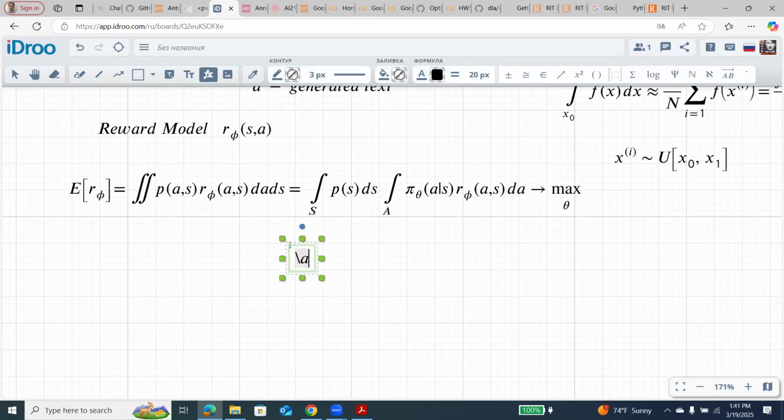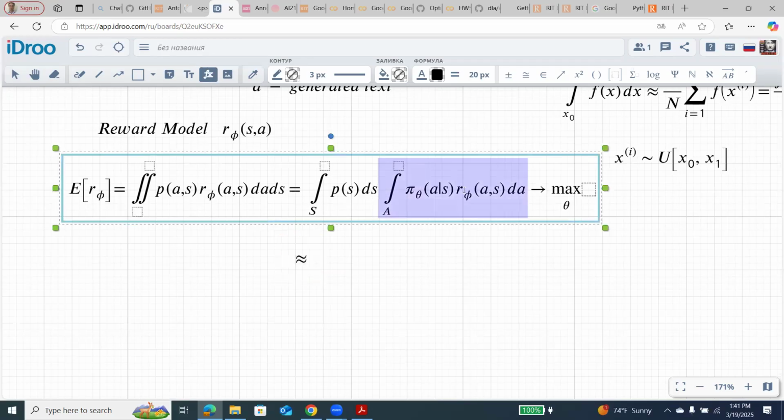The first step, we will approximate the integral over all prompts, over S, and I will take the sum of one point. Typically, in practice, we take a batch, and we will take the number of prompts the same as the size of the batch. But I can take a batch of size 1, and the first integral will just disappear. So this is the first Monte Carlo estimation.